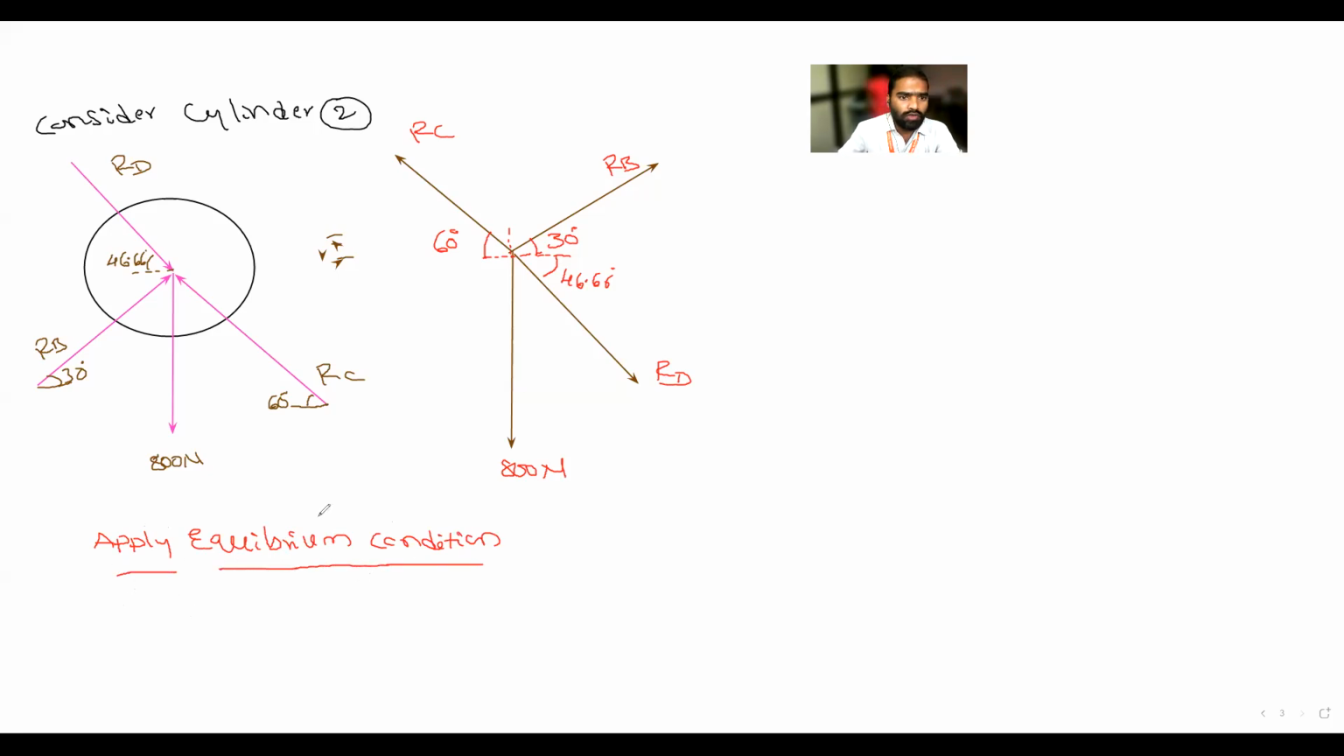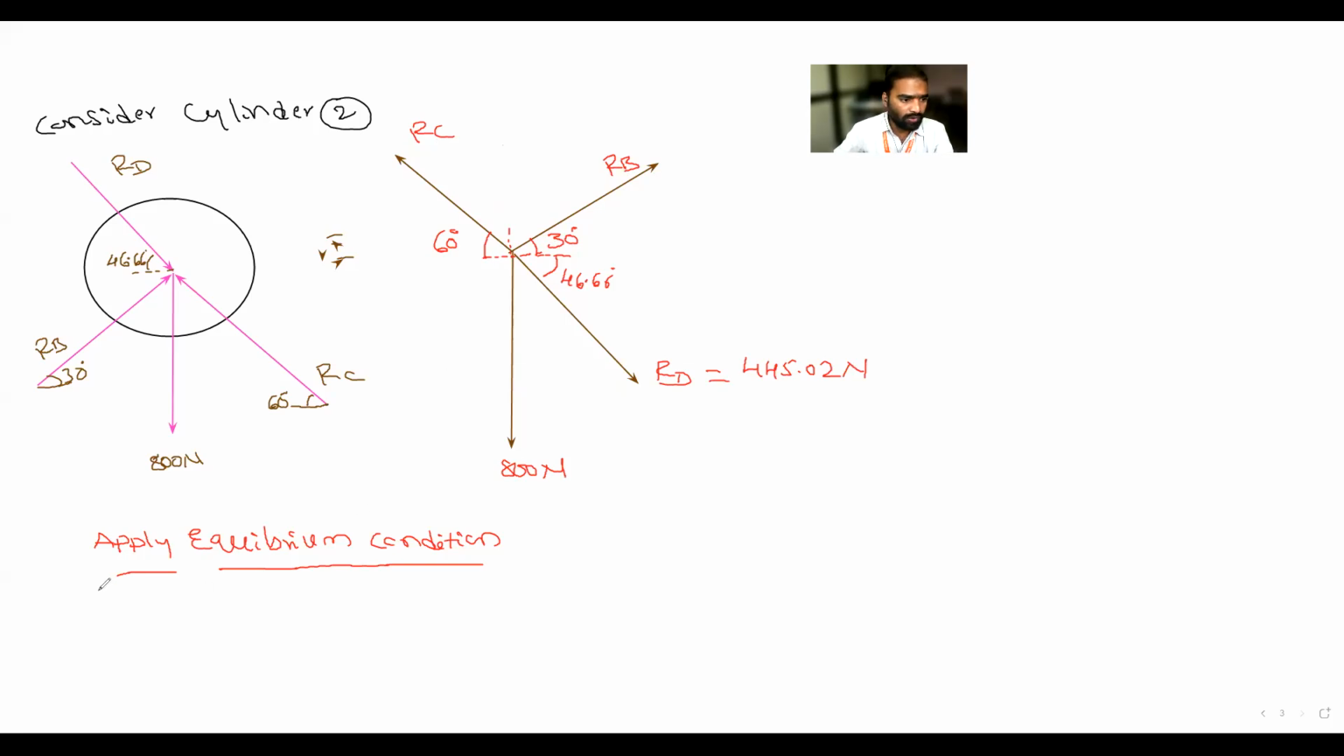See here it is sigma. RD value is known. What is that one? 445.02 Newton. So RC I don't know, RB I don't know. Means both are inclined. This is having horizontal component, this is also having horizontal. Both are having vertical component. So now you can consider both the equations.